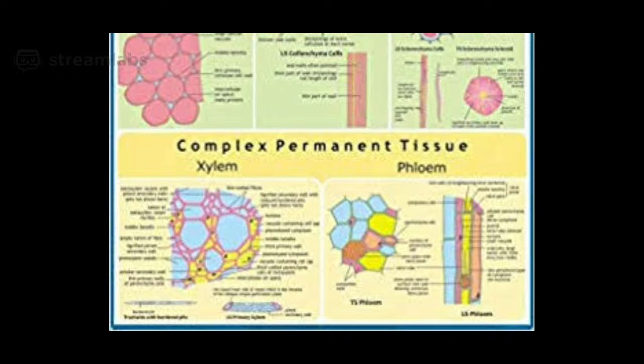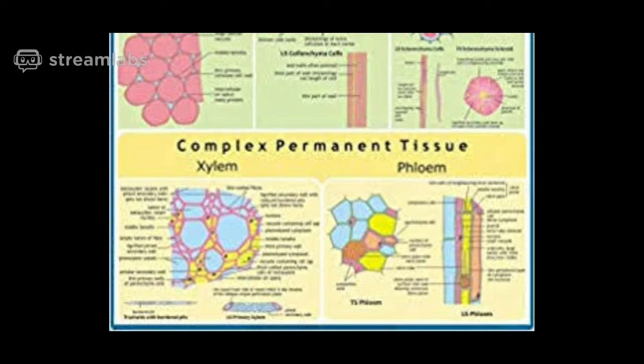Next is complex permanent tissue, that is xylem and phloem. Xylem is the one which conducts water. Phloem is the one which conducts food. Xylem conducts the water from the root to the shoot, that is by transpiration pull. With the help of transpiration pull, the xylem conducts water from the root system to the shoot system.